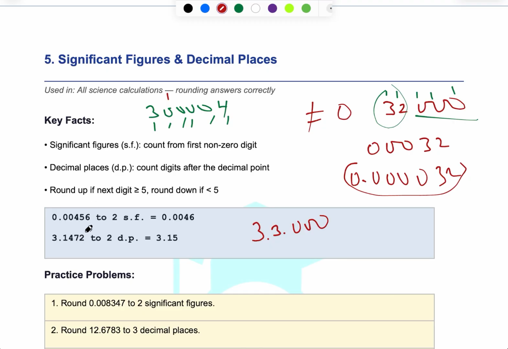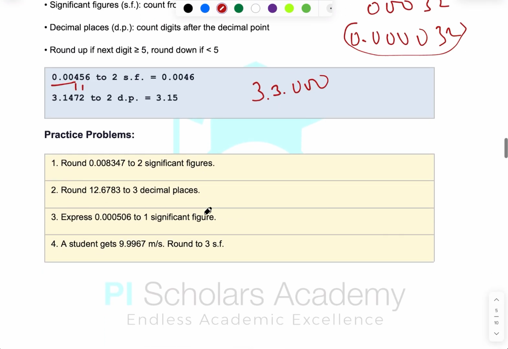This one now to two significant figures, you know that these first three zeros are not significant. So I count 1, 2. That's 2 figures. Then you check the next number. The next number is more than 5. Then you can round it up to 1. So instead of 4, 5 now, this is going to be 4, 6. And you have 0.0046.